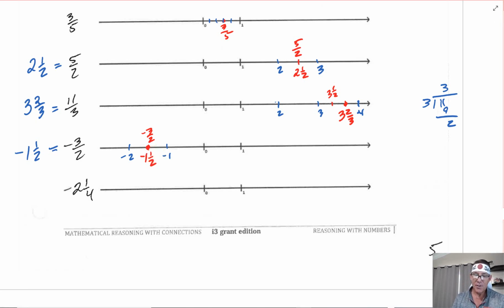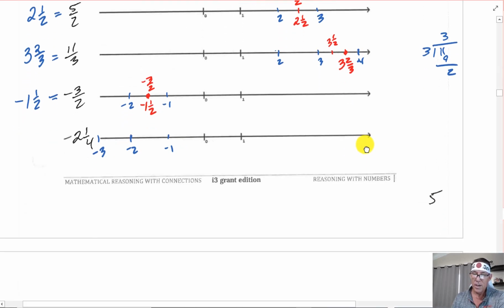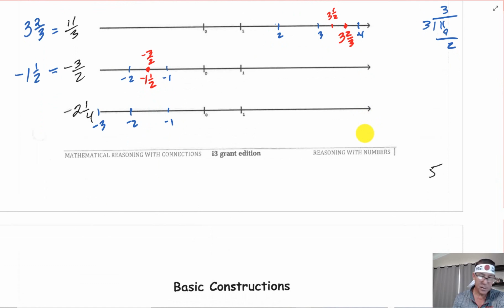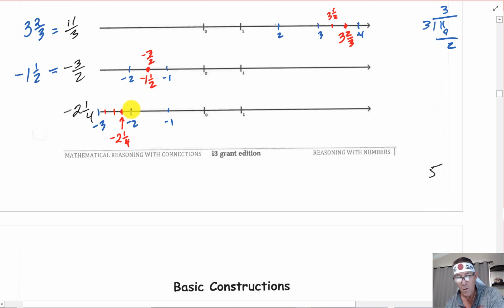Okay, so negative 2.25 is obviously between negative 2 and negative 3. So let's go over here to the left. So negative 1, negative 2, negative 3 is over here. So negative 2.25, you have to divide that up into equal parts. So let's do that. Divide in half, divide the halves in half. And there we go right here, and we get negative 2.25. Divide it up into fourths. And that's all there is to it.